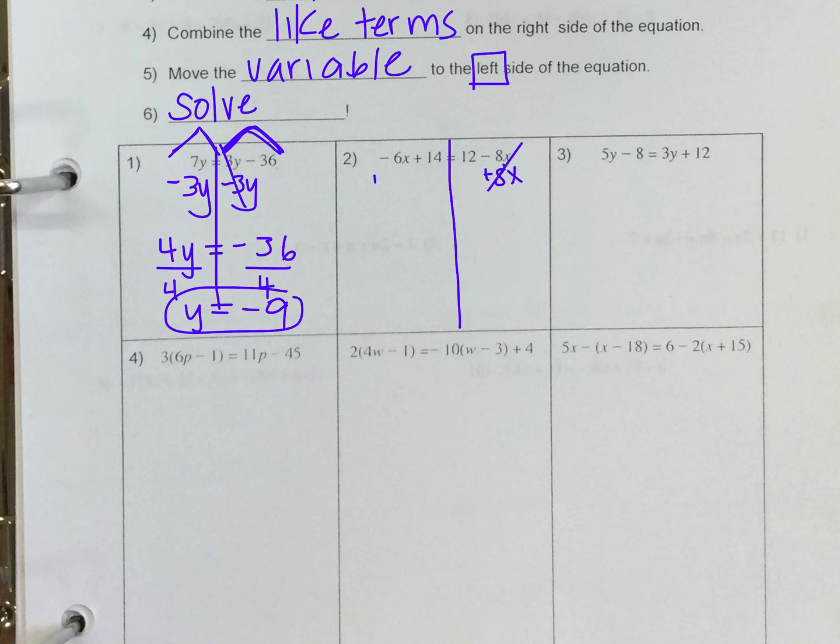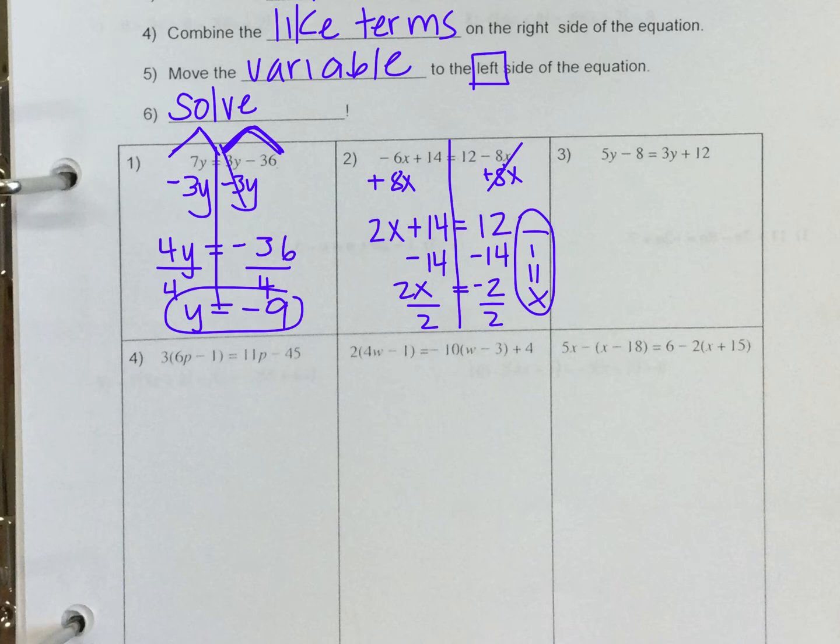What I do to one side, I gotta do to the other. Negative 6x plus 8x is 2x. I copy down the 14 equals 12. All right. Now it's time to move the 14. So I subtract 14 and I get 2x equals negative 2. I divide by 2, and then I'll get x equals negative 1.